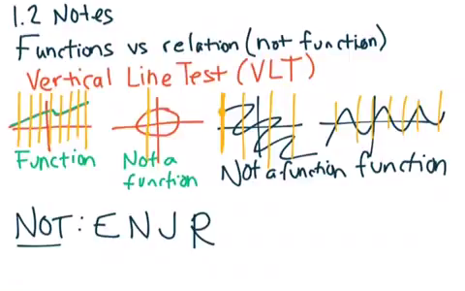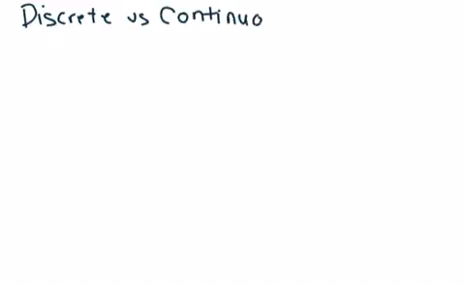Next part is very easy. I think it is discrete versus continuous. Basically, the discrete functions are the functions that are just made up of dots, points, and they're not a line. Continuous is basically a line. There's more to it, but this is all we're going to go into for now.